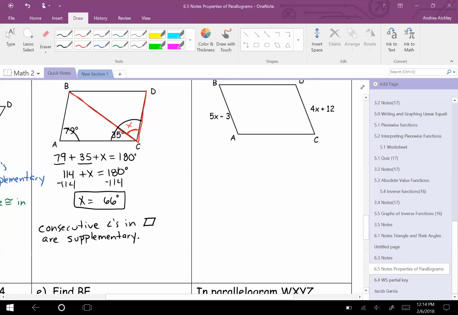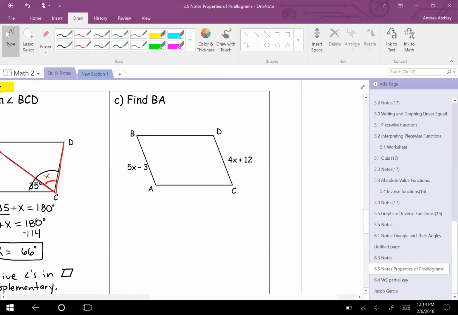Okay, next one. Let's have you guys do that in your pairs. Find not just X, you guys, look at, find BA. You have to find X first, and then you have to find BA.